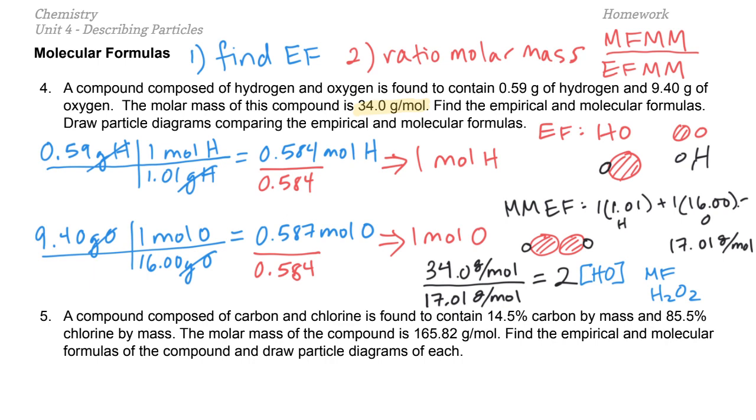Now notice it's just 2 empirical formulas stuck together. This is the actual real formula. In this case, it's hydrogen peroxide. And what this means is the formula of hydrogen peroxide is H2O2, but the simplest ratio of its elements is just 1 H and 1 O. It's a 1-to-1 ratio. All right, let's move on to the next one.